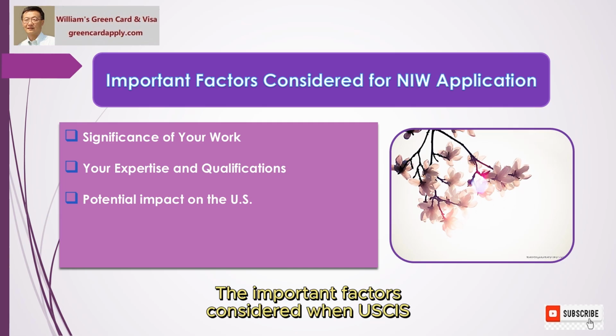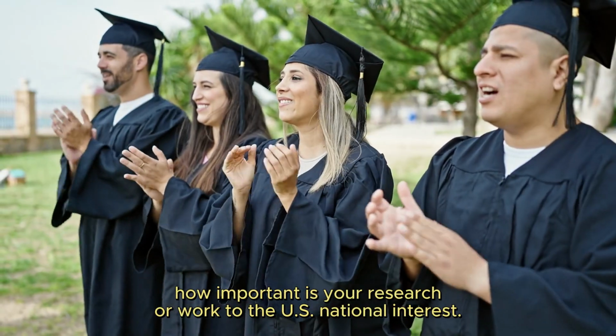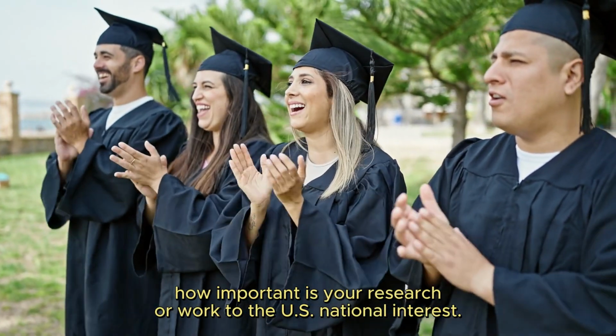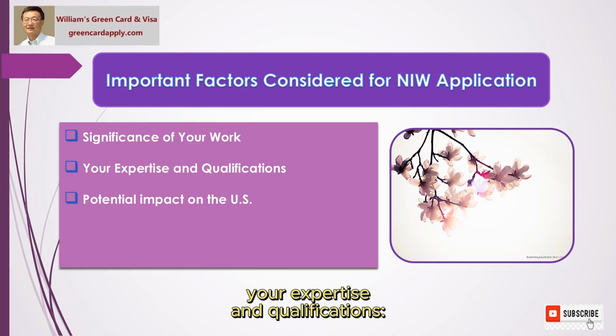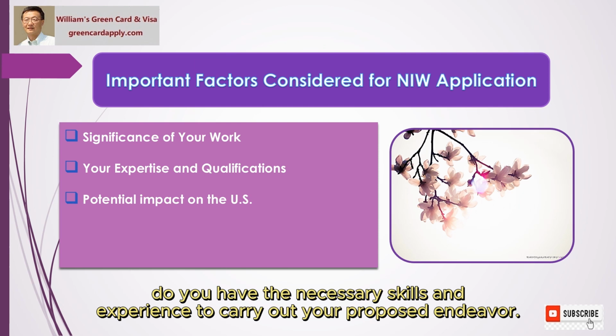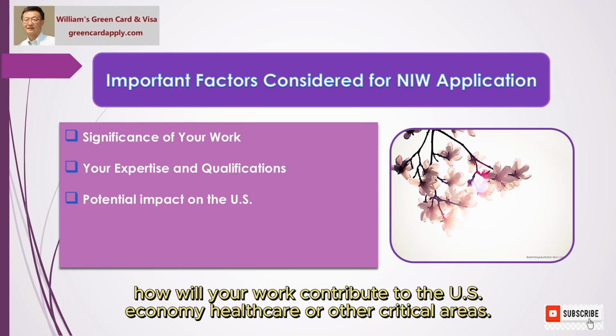The important factors considered when USCIS evaluates an NIW petition include: A. The significance of your work. How important is your research or work to the U.S. national interest? B. Your expertise and qualifications. Do you have the necessary skills and experience to carry out your proposed endeavor? C. Potential impact on the U.S. How will your work contribute to the U.S. economy, healthcare, or other critical areas?